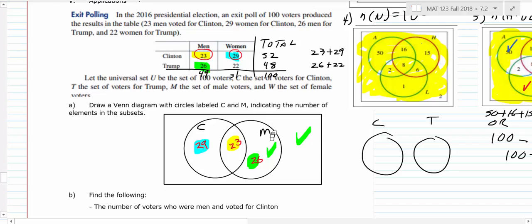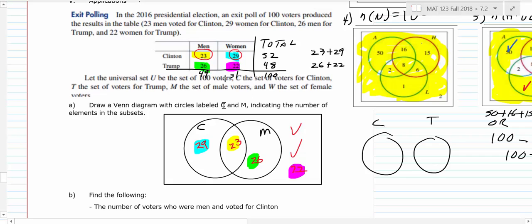You've got to think about this a little bit. All right, so we've got that. That leaves us with the last thing, women who voted for Trump. Women would have to be outside of the men's circle, and if you voted for Trump, you would have to be outside of the Clinton circle. So you're outside of here, so that 22 would be there. That would be outside of both circles at the same time. So that's how that goes together.